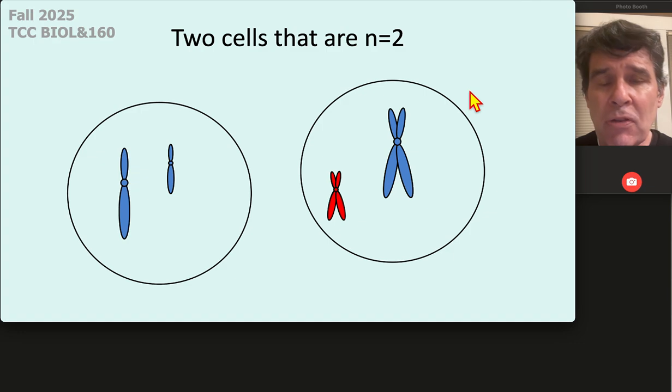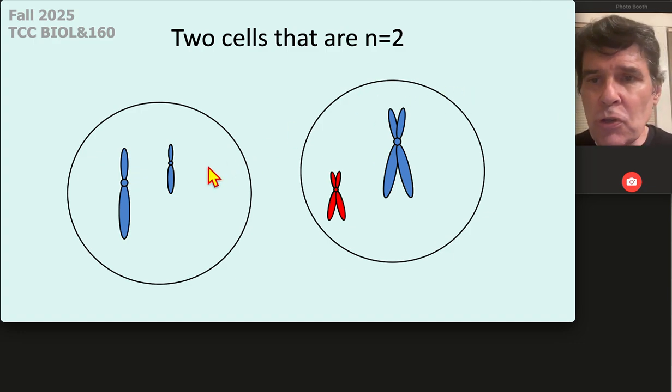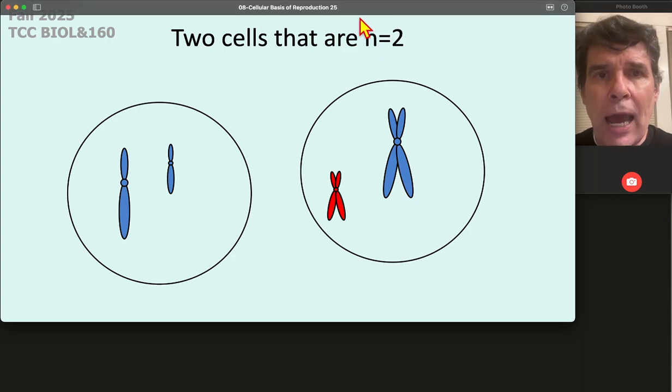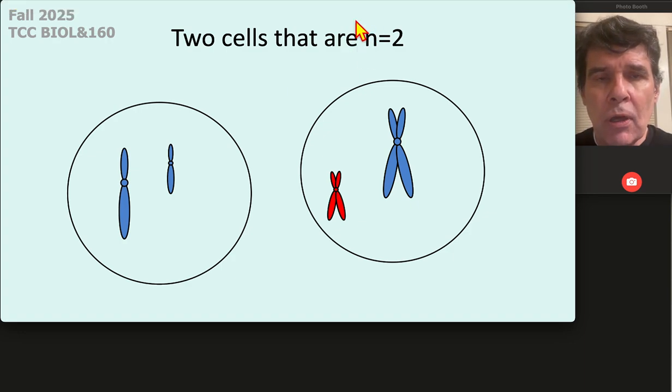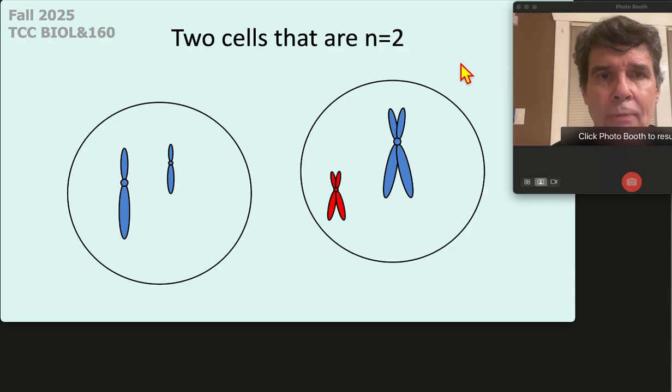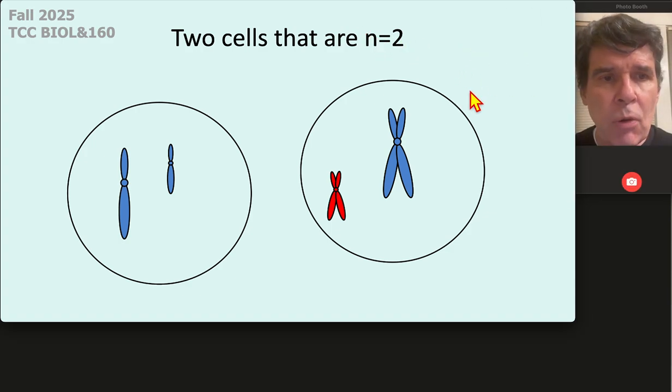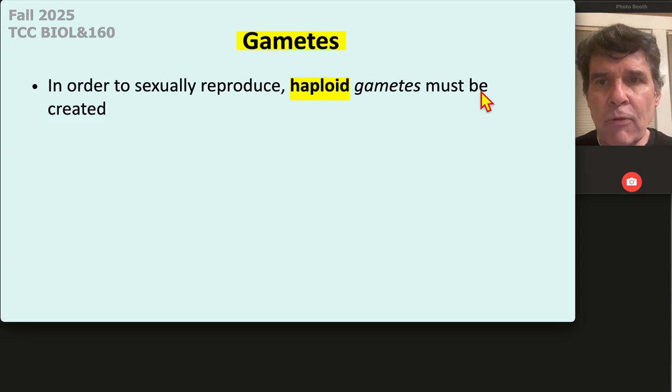Just for comparison, how about these cells? These cells are N equals 2. There's only 1 copy. We do not see a twin of each of these chromosomes. There are only 2 of them. These are haploid. We lose this coefficient up front, and we have the number showing the total number of chromosomes the same way as before.